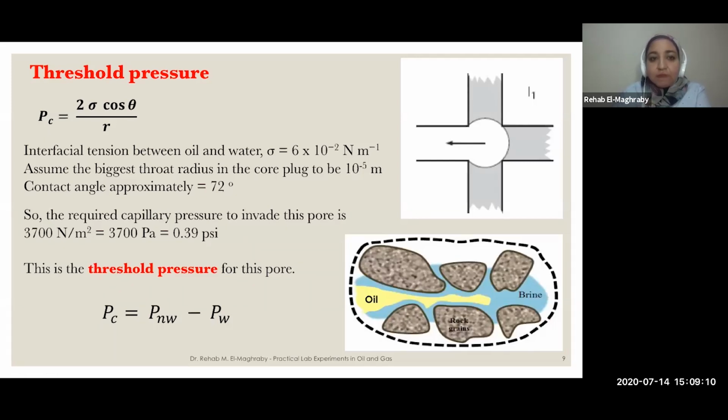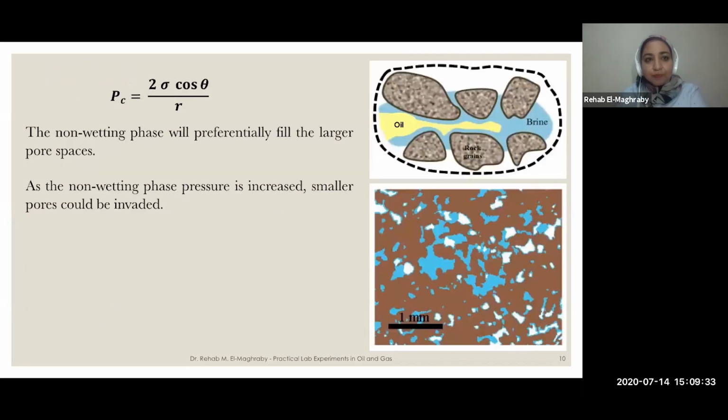Below this pressure, if the capillary pressure was 0.2 psi, no oil can invade your reservoir. If the applied pressure, or the capillary pressure, was 0.3, no oil can enter your reservoir. So for the oil to enter, we can find the first drop of oil at a capillary pressure of 0.39, which is the threshold pressure.